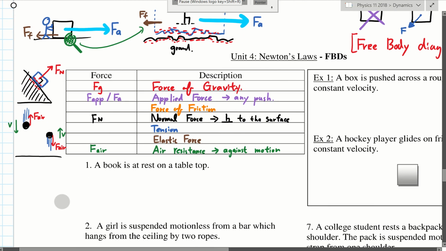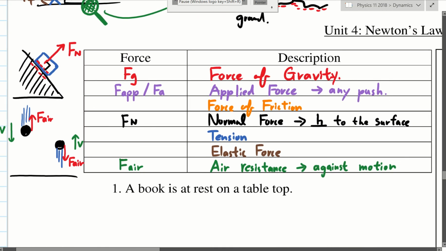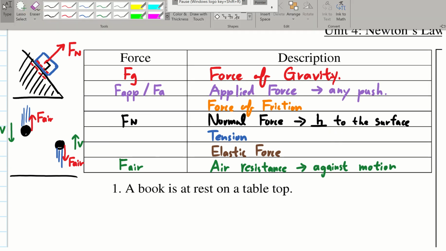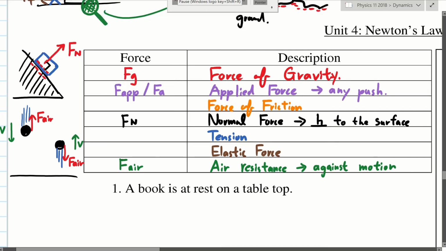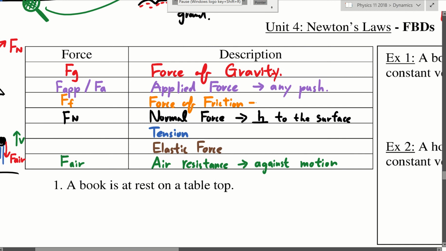We have the few that we stopped. For example, force of friction. So force of friction, we took it out separately. Force of friction, F with a little subscript f. Now this is like force of air, but instead this is kind of like a surface friction.